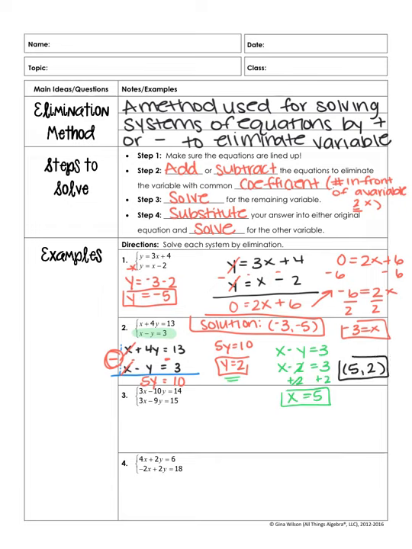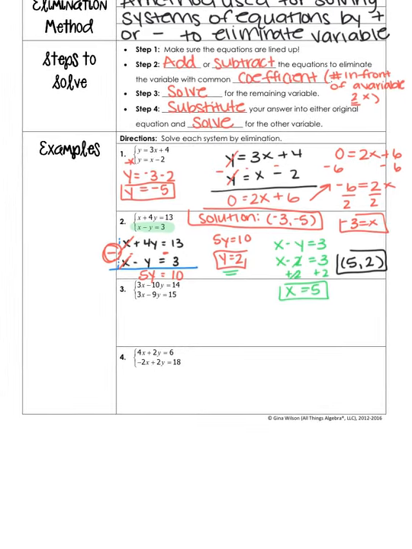All right, go ahead and try number 3 on your own. Again, the variable you're going to want to eliminate is the variable that has the same coefficient in front of the letter. And then you have to choose to either add or subtract to eliminate that variable. All right, let's go ahead and do number 4 together.